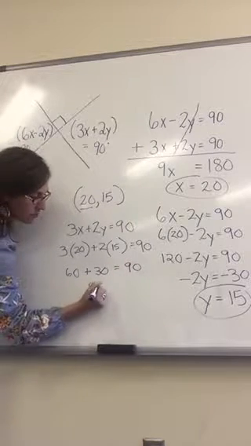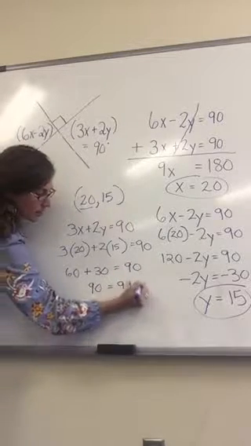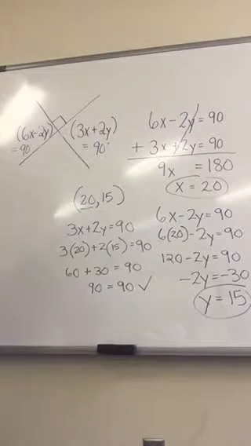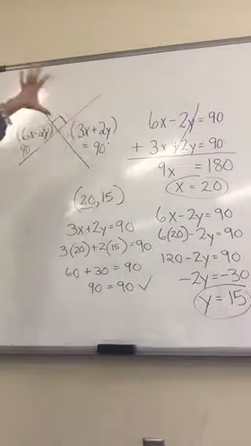60 plus 30 does in fact equal 90. 90 equals 90 on both sides of the equation, and we are good. So that is how we solve that system of equations.